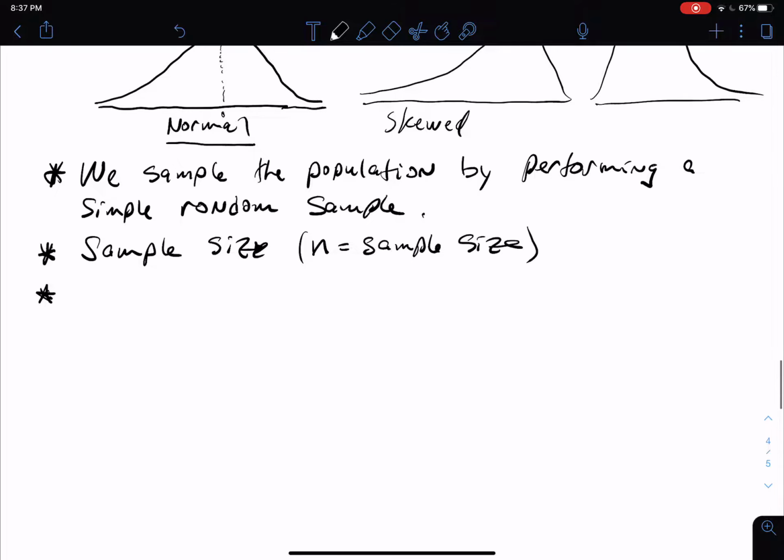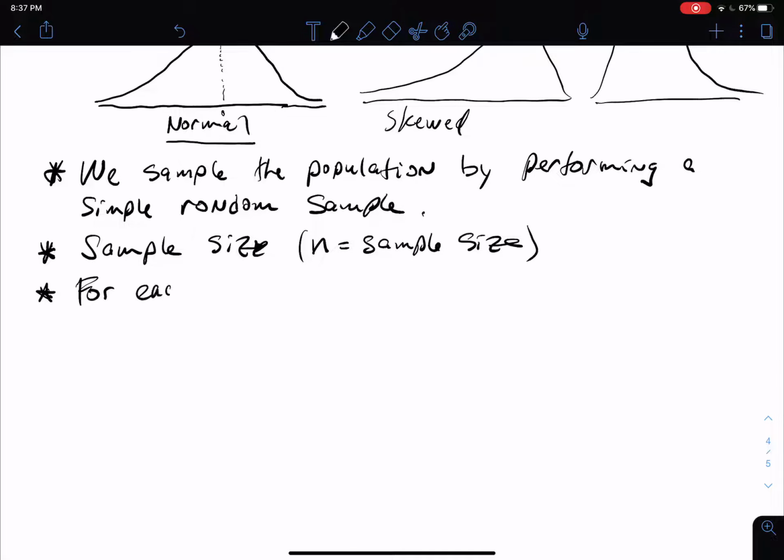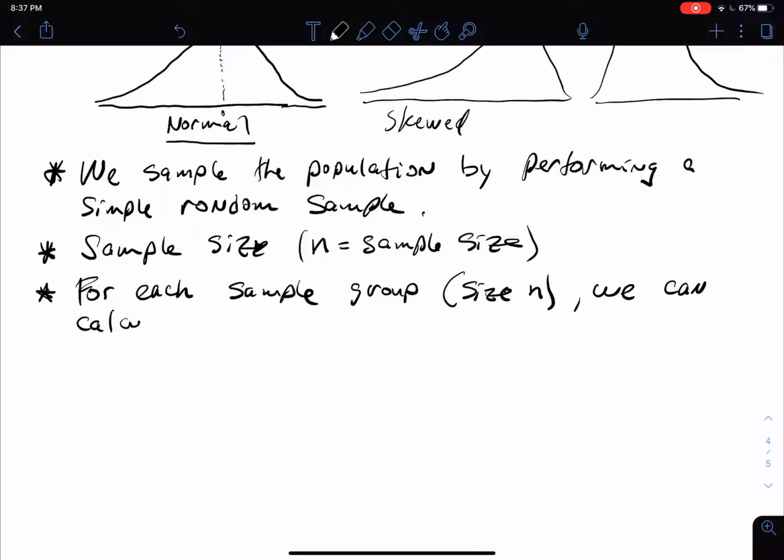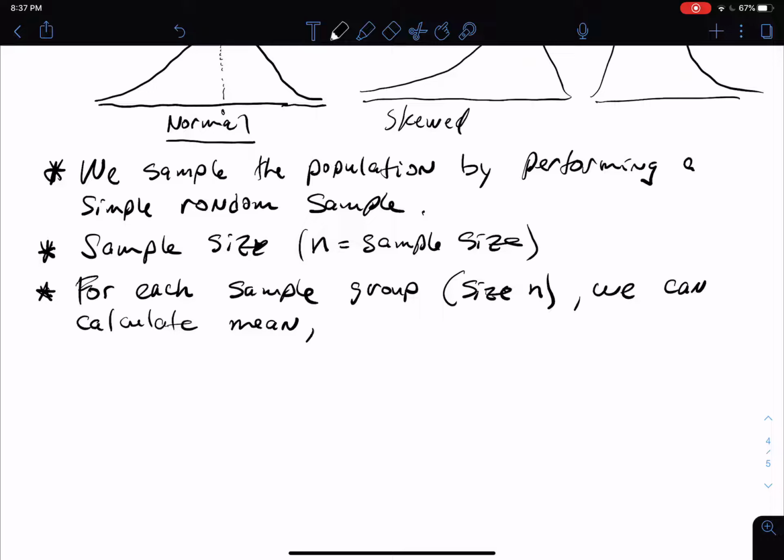So I'm just giving you some thoughts here. For each sample, which is a grouping that has size n, we can do things to it. Within this sample, within this grouping, we can calculate the mean. We can calculate the variance. We can calculate the standard deviation.